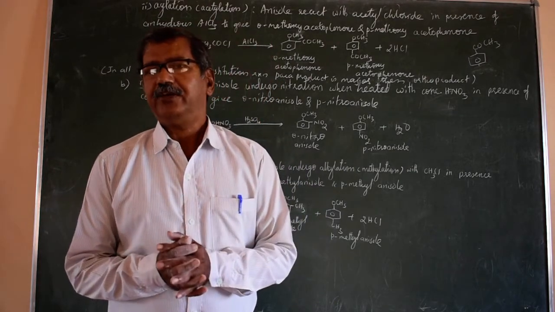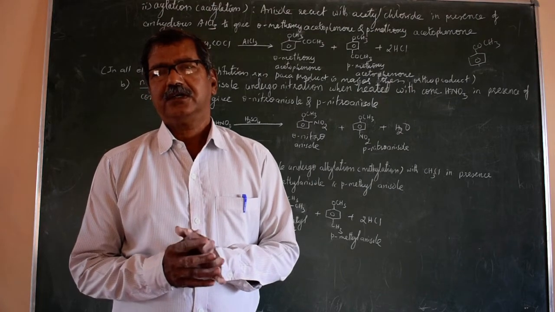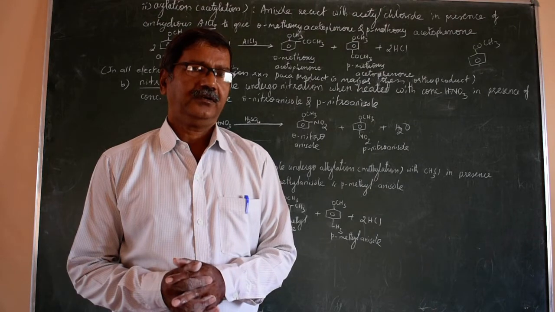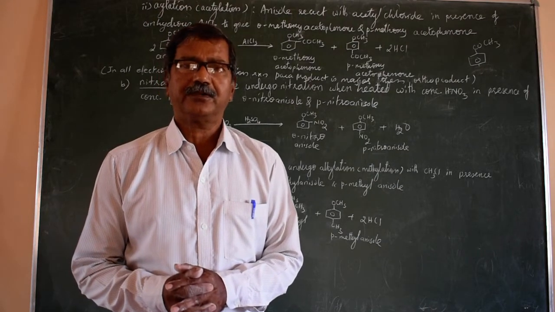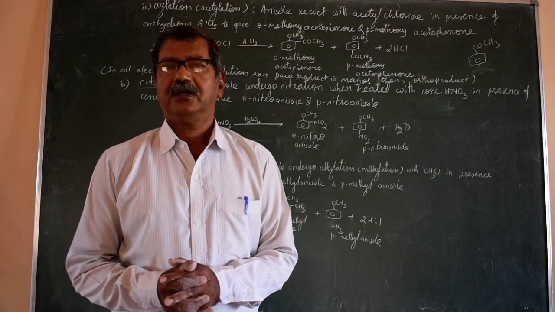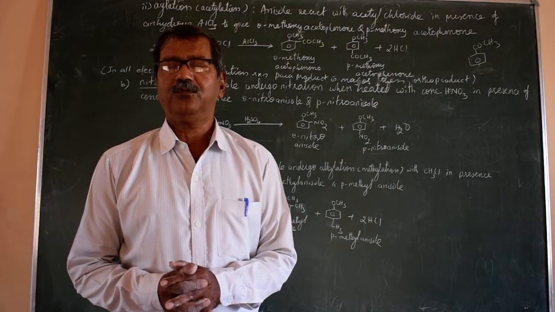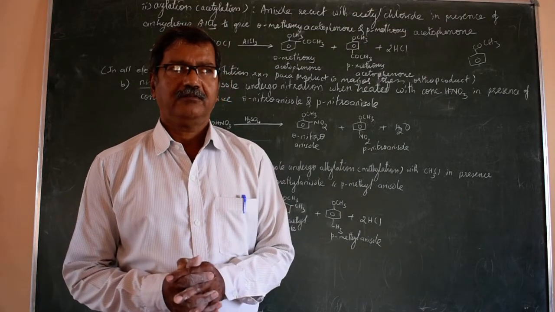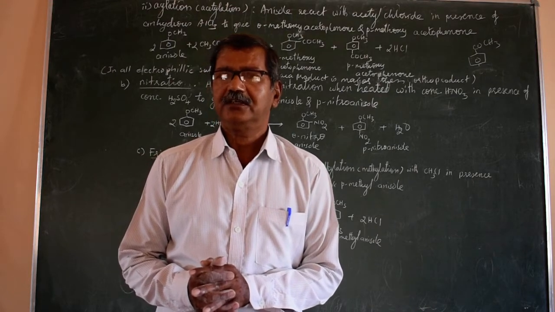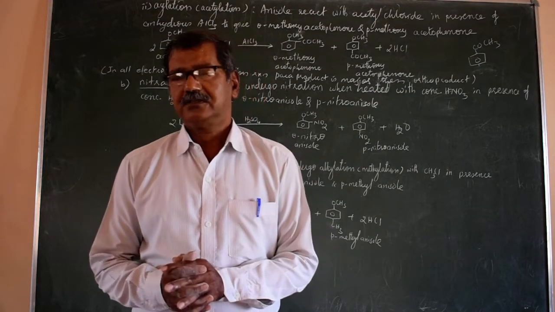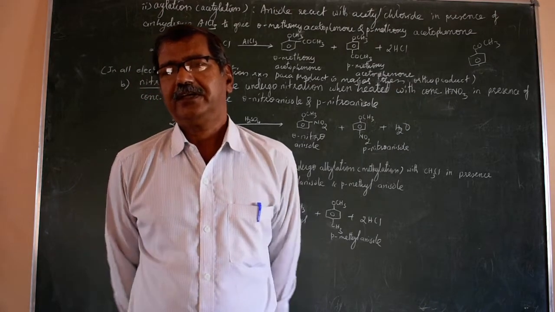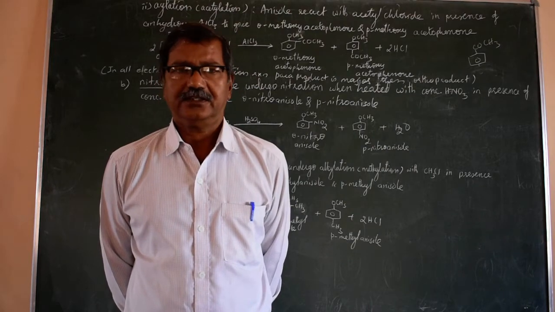Well, this completes the organic compounds containing oxygen part 1. Here you can expect around 7 marks from this topic. That is around 3 to 4 marks from the first subtopic, alcohols, and the remaining 3 to 4 marks from phenols and ethers.